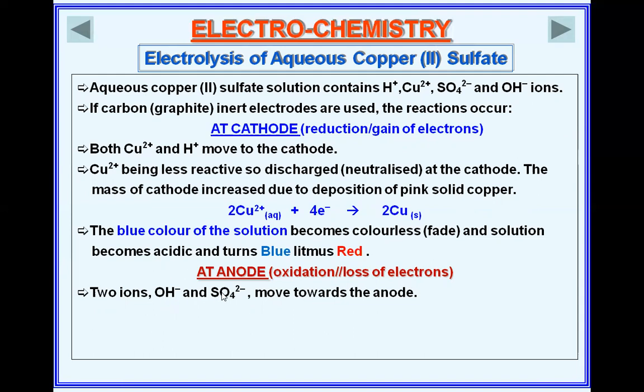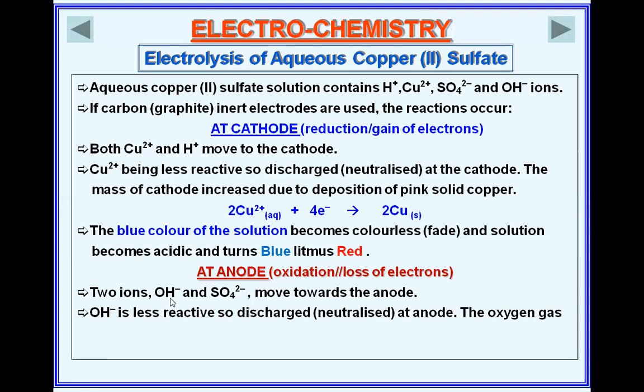Hydroxide ions and sulfate ions move towards the anode. We know that sulfate and nitrate ions can never be discharged at the anode. So hydroxide ions are there, due to the higher concentration of water than sulfate or nitrate ions. So hydroxide ions are less reactive, so they discharge at the anode. As a result, oxygen gas is given off.